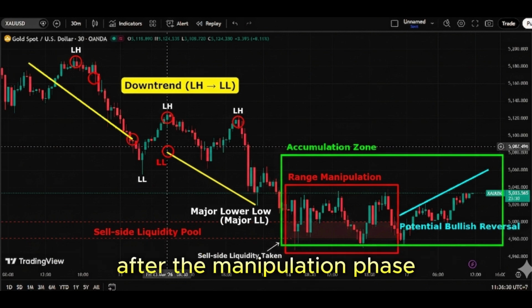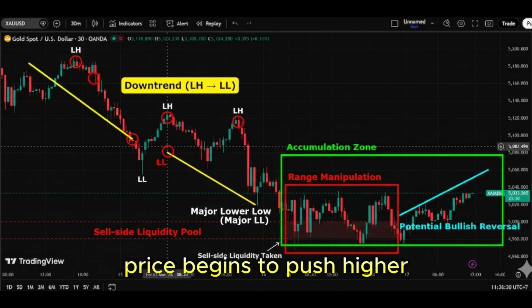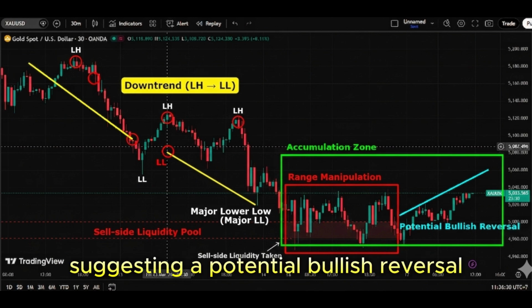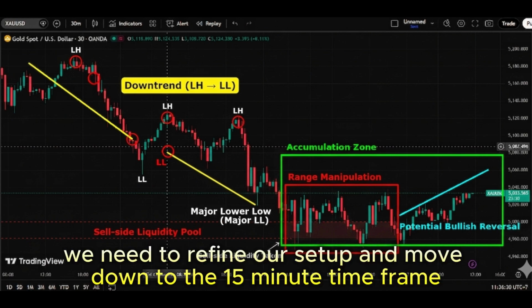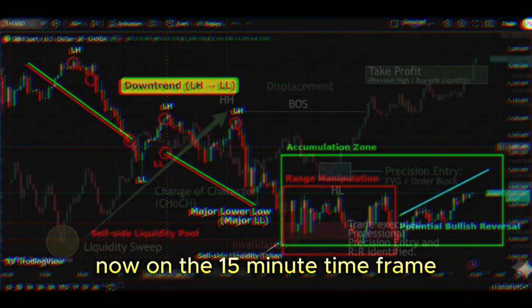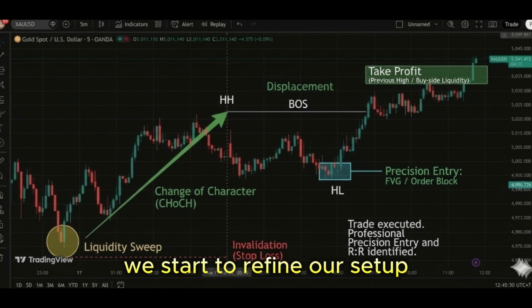After the manipulation phase, we start to see signs of strength. Price begins to push higher, suggesting a potential bullish reversal. So now the question is, where is the best place to enter this trade? For that, we need to refine our setup and move down to the 15-minute time frame. Now on the 15-minute time frame, we start to refine our setup.